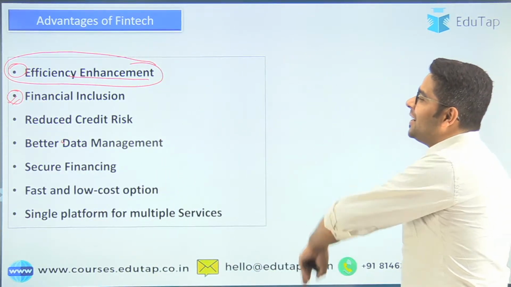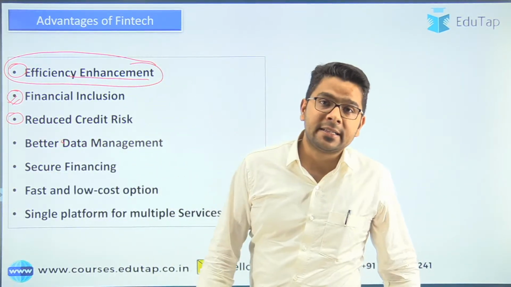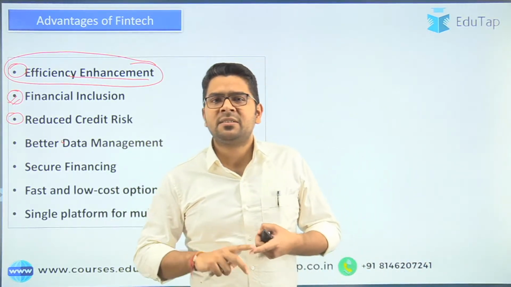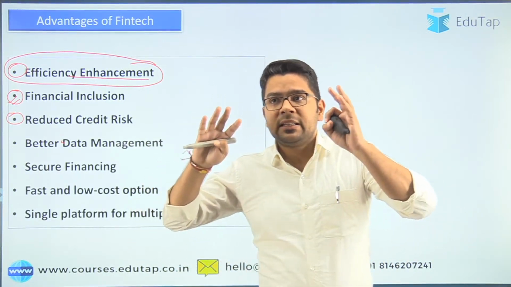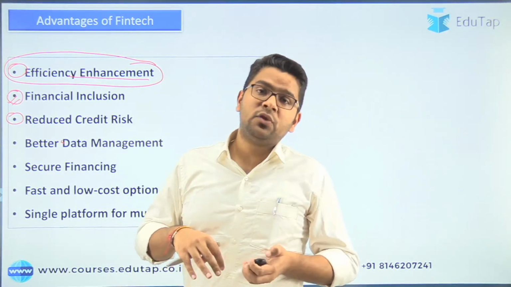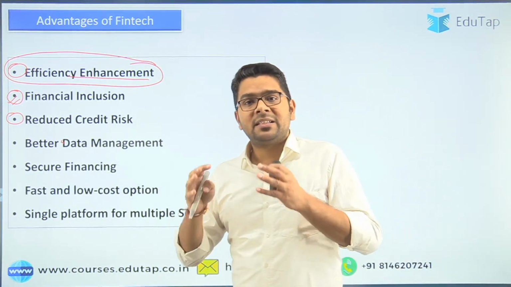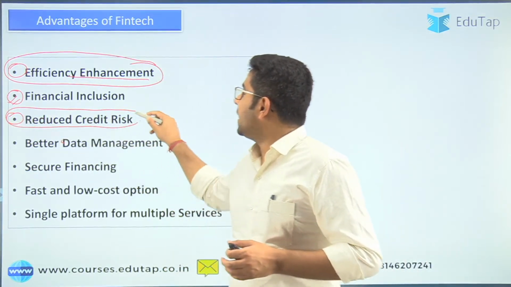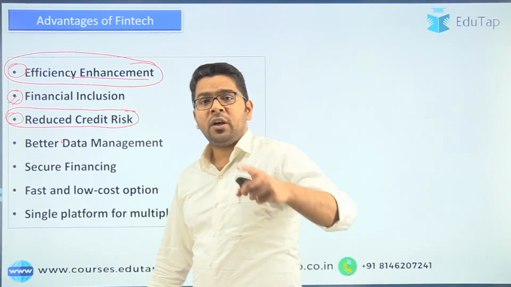Coming to the third point, which is reduced credit risk. We have just discussed that we are applying artificial intelligence, machine learning and big data. These technologies can help you know the credit history of any individual, so you will get to know if there is any risk, or what kind of risk is associated with a particular person. So definitely with the improvement in technology, there will be a reduction in credit risk. And guys, what do you mean by credit risk?